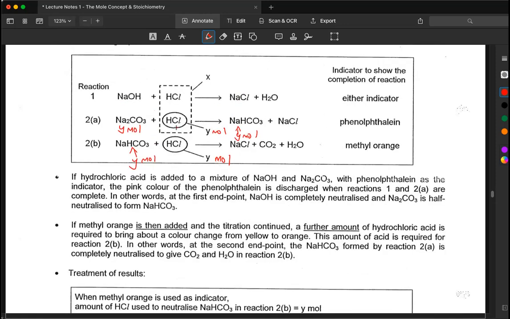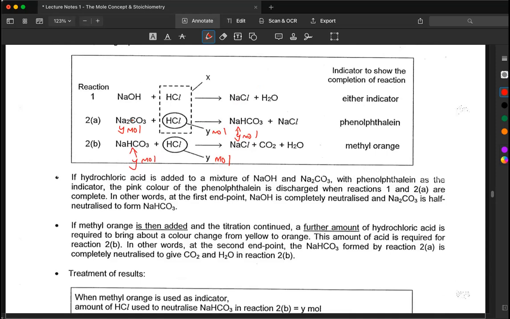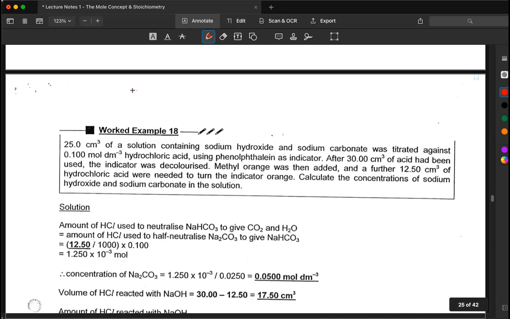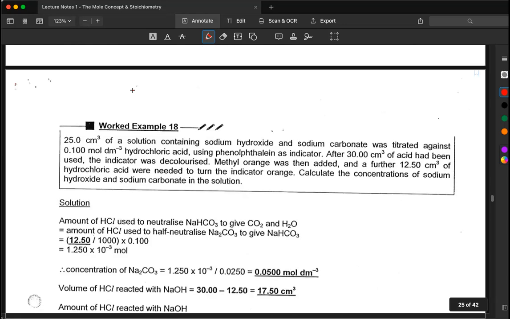Okay. So sodium carbonate is Y, so this is X. So this one is X minus Y. X minus Y will give you how much more sodium hydroxide reacted. So X minus Y, X minus Y. Okay. Now let's look at one example to reinforce the understanding.